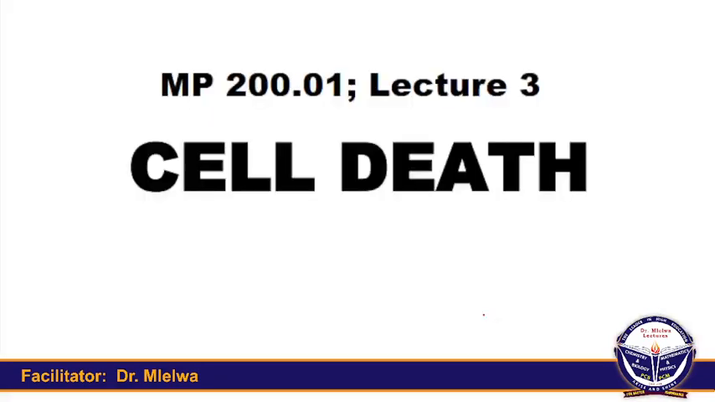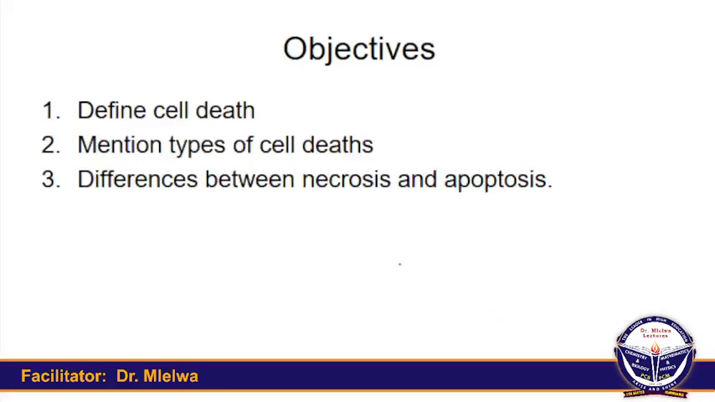So the objectives of this session: we need to define cell death, what is cell death. Then we need to mention the types of cell death. Then differentiate between necrosis and apoptosis. These are the things we need to know in this session.